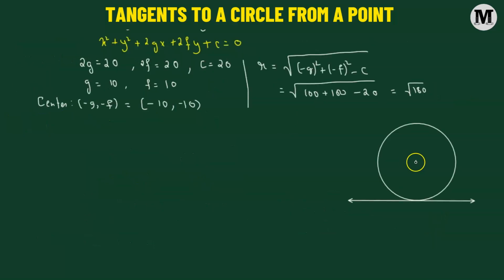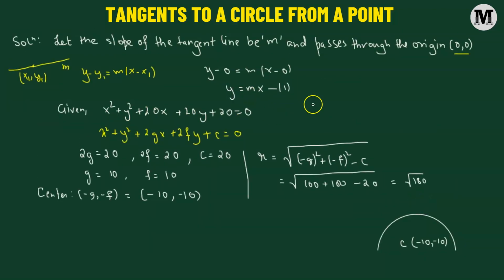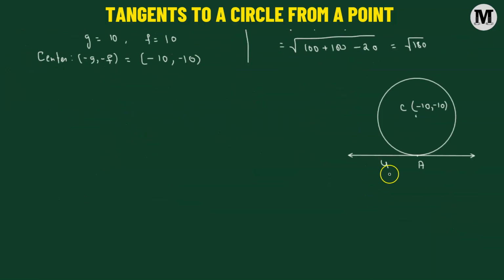So here we have a circle whose center has the coordinates negative 10 comma negative 10. And then we have a line which is tangent to the circle, let's say at point A. We have already defined the equation of the tangent line, which is y equals mx, and this tangent line is passing through the origin. So let's say this is the origin with coordinates 0 comma 0. Our goal is to find the equation of the tangent line. To do this, we're going to use the fact that if we drop a perpendicular from the center of the circle to the point of contact A, then CA will be perpendicular to the tangent line.